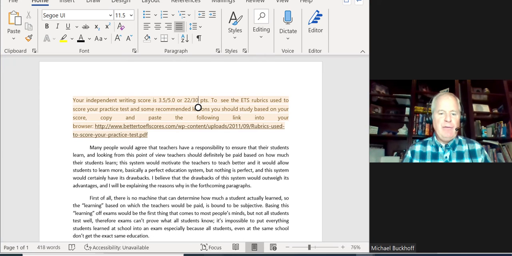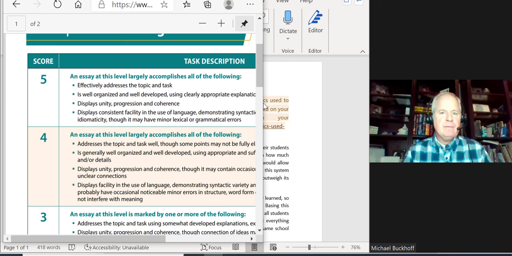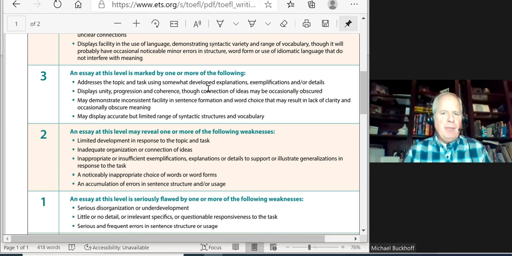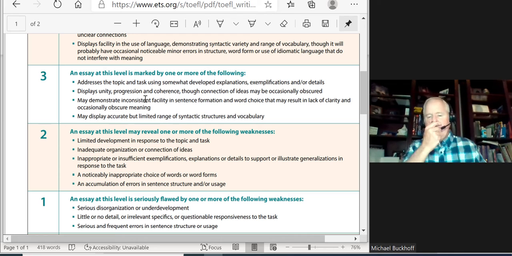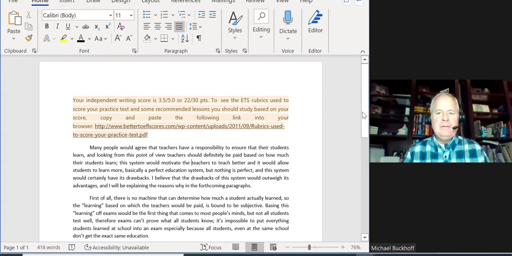Okay, so the first thing, if we look over at the rubrics, I think here you can probably develop ideas a bit more. You have some inconsistent facility in sentence formation and word choice, right? So those are some things I think you can work on right now.